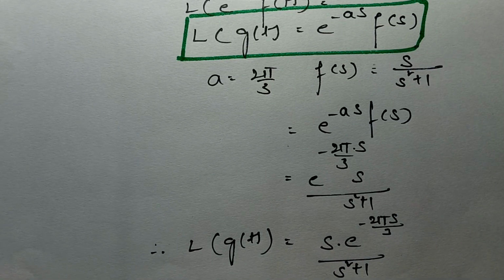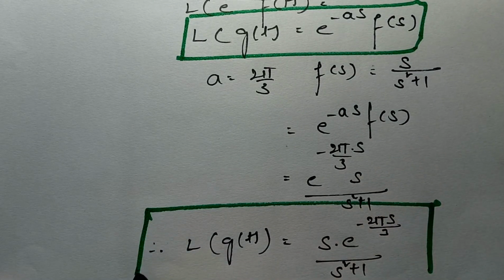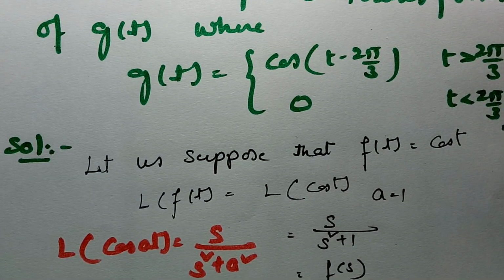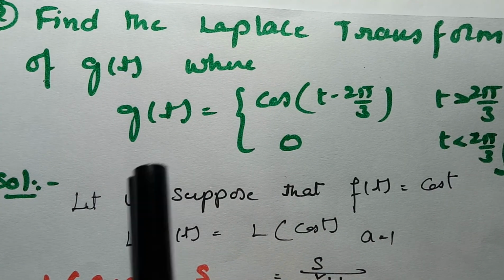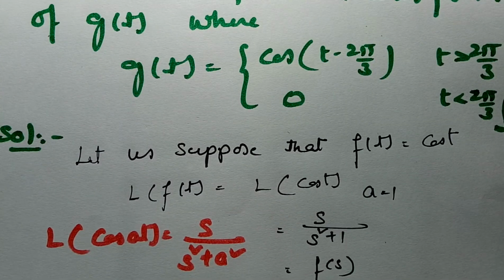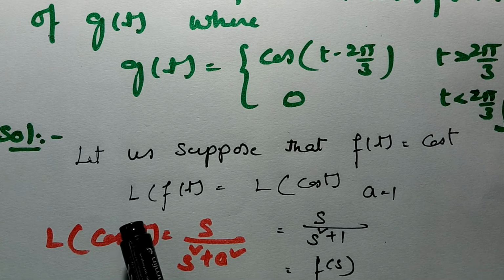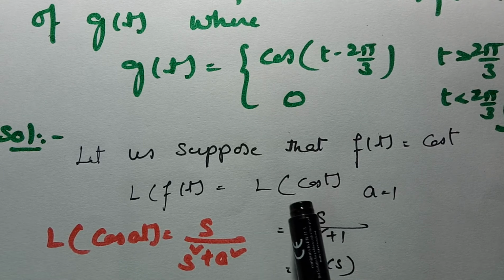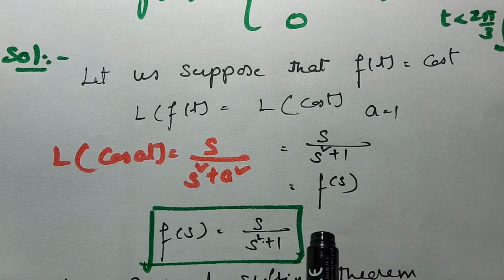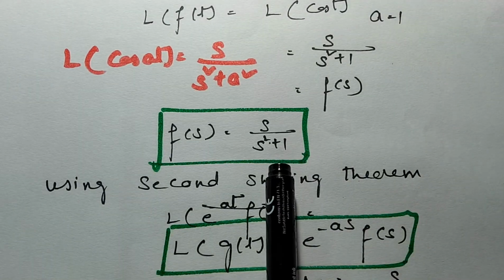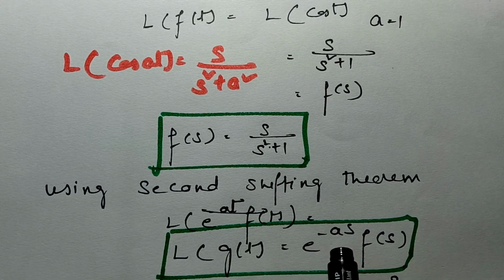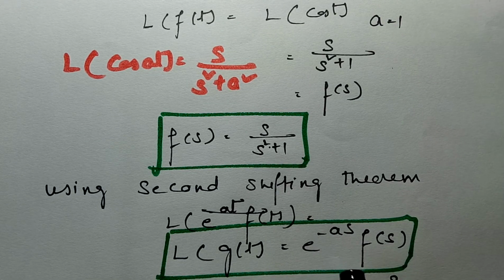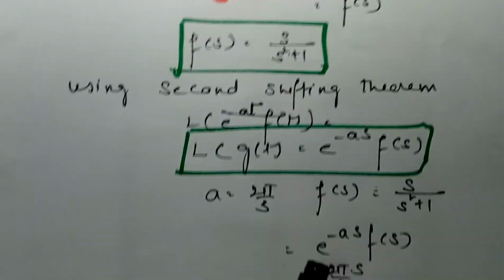By using this, we can solve many more problems. So, if you see here, how to find the Laplace transformation of g of t. To find the Laplace transformation of the second function g of t, we have to find the function f of t. F of t is equal to cos t. We have to apply Laplace transformation of f of t, that is Laplace transformation of cos t. By using this elementary function, we got f of s as s by s square plus 1. By using the second shifting theorem, Laplace transformation of g of t is equal to e power minus as into f of s, where a is equal to 2 pi by 3.